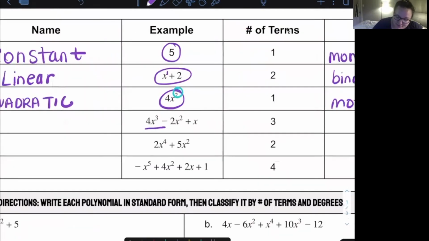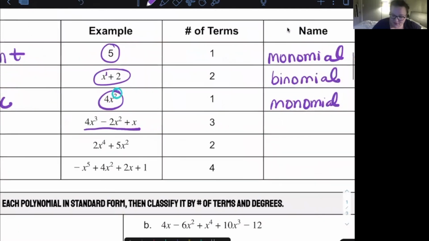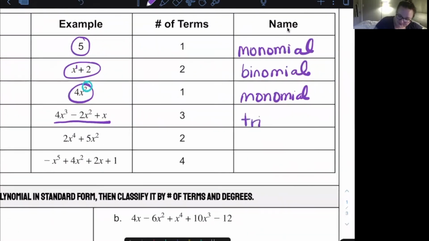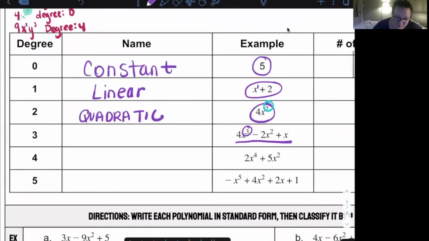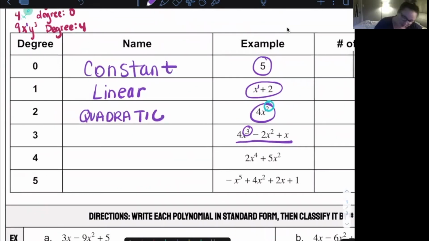We have 4x cubed minus 2x squared plus x. Again, we have 3 terms here, so we call that a trinomial. The highest degree is 3, so I have degree 3, and I call that a cubic. This is a cubic trinomial.